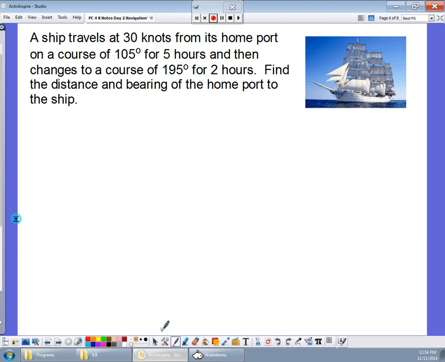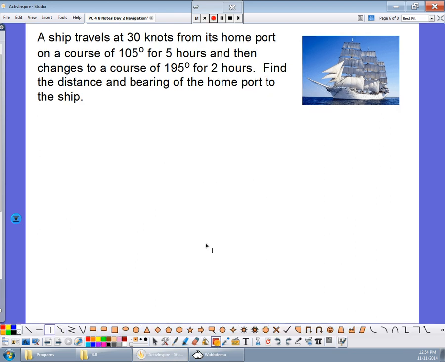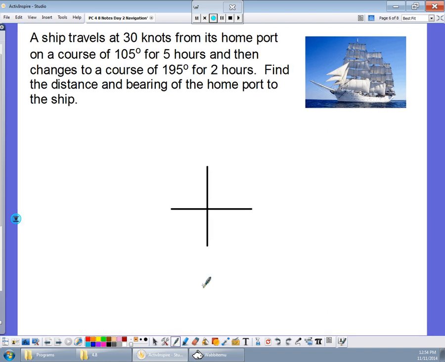So they give us that a ship is traveling at 30 knots from its home port on a course of 105 degrees for 5 hours. So 105 degrees, again this is 90, so 105 is going to be right here. I know that's not perfect to scale.